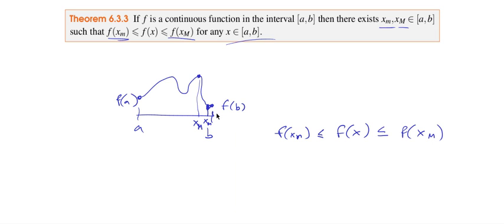So that means that a continuous function in a closed interval is going to reach a greatest and a smallest value, or a minimum and a maximum.